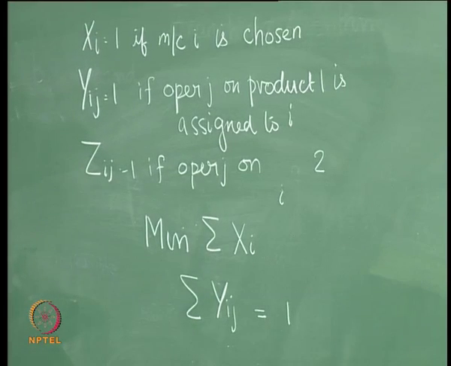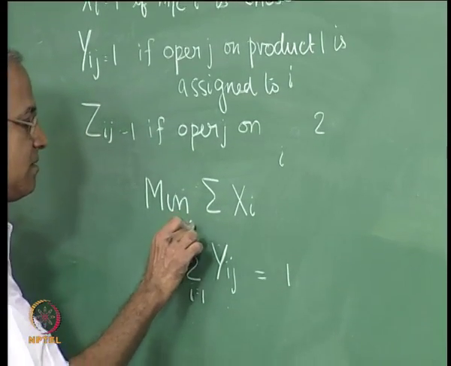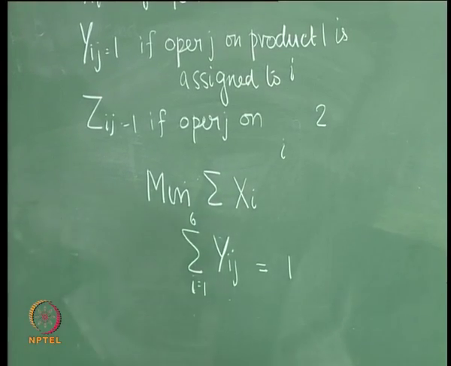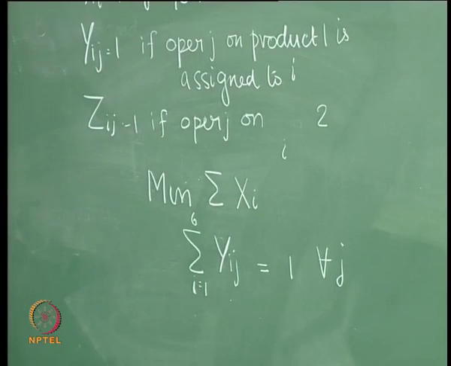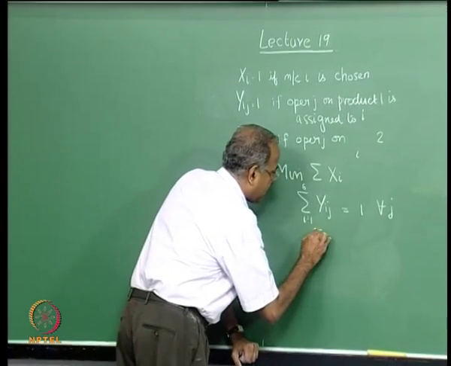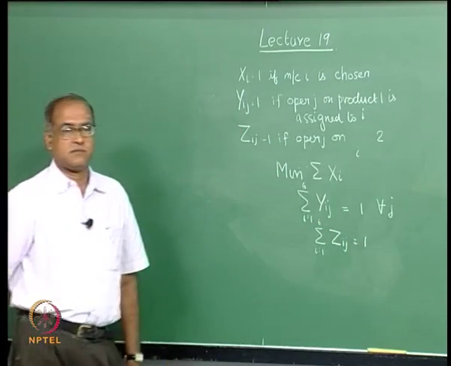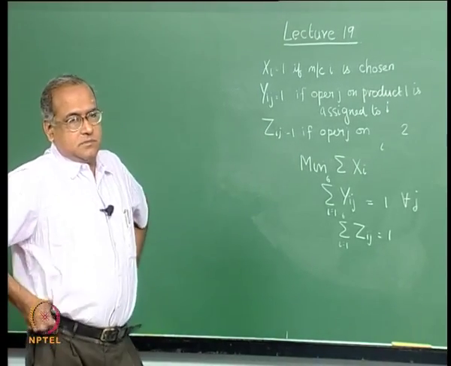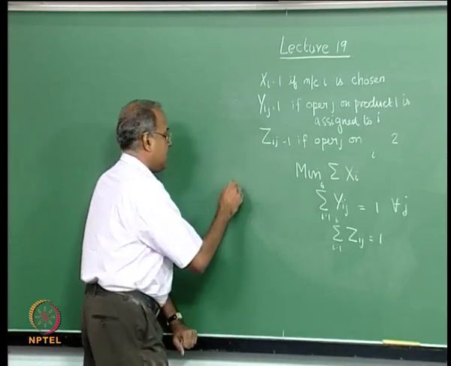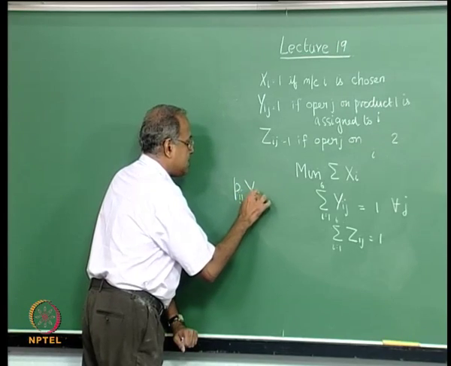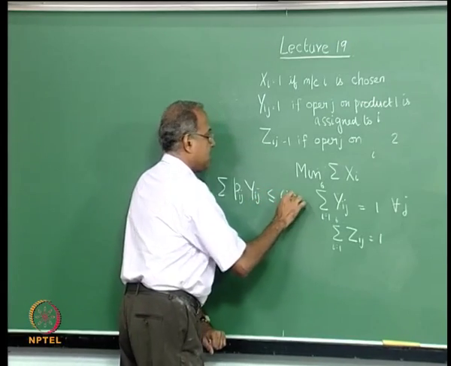considering the first product. Each operation of the first product should be assigned to only one machine for every j. Considering the first product, each operation is assigned to only one machine. Considering the second product, each operation is again assigned to only one machine. Now, for the first product, sigma Pij Yij is less than or equal to 6 times xi.